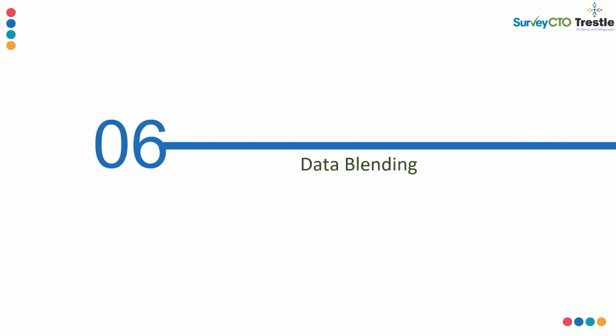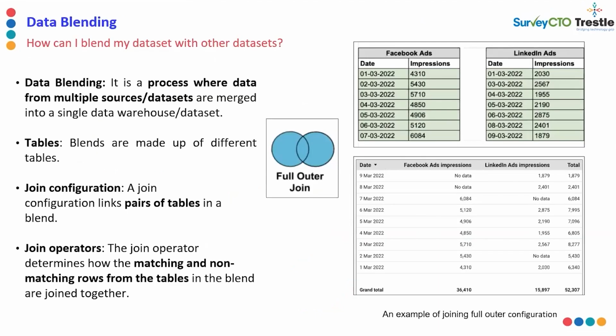Now, a very important point is data blending. When you are working with different data sets like baseline, midline, endline, and you want to see all the performances on the dashboard, then you need to blend the data sets. As you can see on the screen, it's Facebook ads and LinkedIn ads, and we want to blend both of the data through tables, as you can see at the bottom of the table. So you will need to connect through a process called data blending.